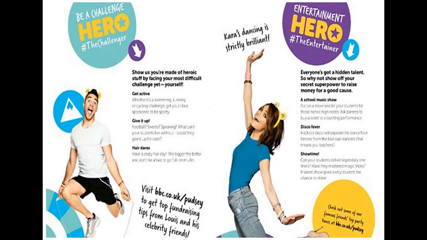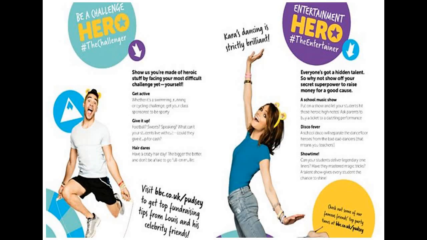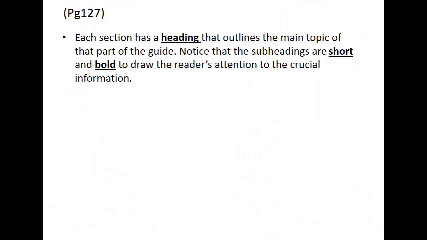So here's an example of an information leaflet. This one, obviously, with one glance, it is a kids program, and the audience definitely is children. How do you know? Because it's so colorful. So on page 127, some of the things that this leaflet is good at. All right, some of the important things I would like you to take note.